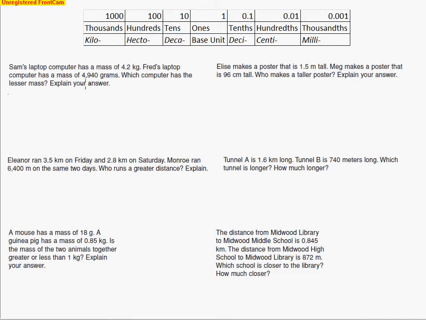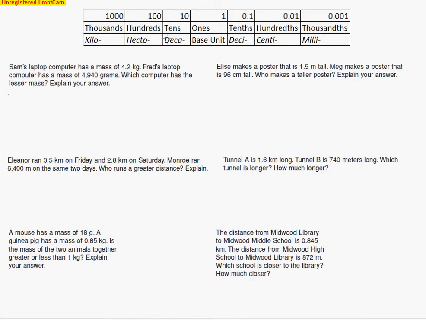Explain your answer. Well, up here, I've given a base unit. So this one could be anything, either grams, meters, or liters. And then these are the different units that we either go up or down. Deci means it's smaller than one base unit by a tenth. Centi, like a centimeter, is smaller than the base unit of a meter by a hundredth. So it takes 100 centimeters to make one base unit of a meter. And it takes 1,000 millimeters to make one base unit.